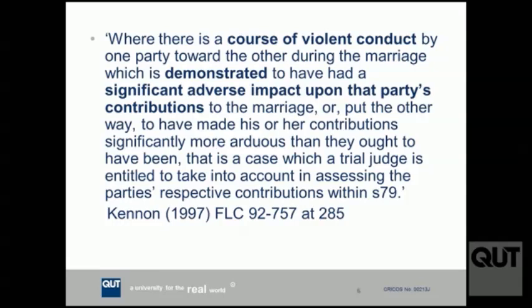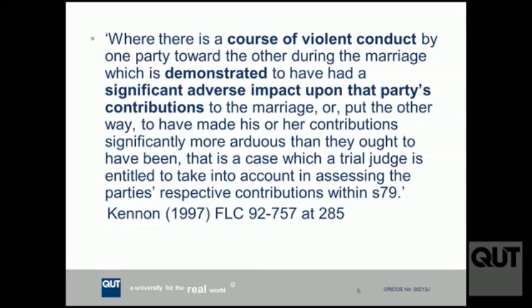that is a case which a trial judge is entitled to take into account in assessing the parties' respective contributions within Section 79. So the text on your PowerPoint that I've just put in bold are the things that you need to establish. So there has to be a course of violence that is demonstrated as having a significant adverse impact on the parties' contributions. So you have to prove that adverse impact on the other person.